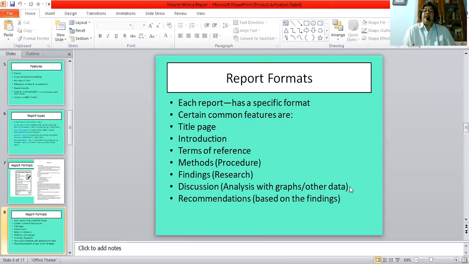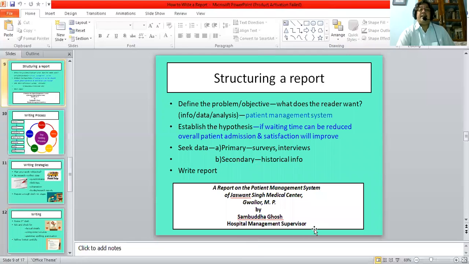The methods or procedure which are followed in the report, the findings or the research that goes into the making of the report, discussion, that is the main section of the report, together with the analysis of graphs, charts, and other data, and the recommendations at the end, which are based on the findings. Now we will be discussing more about the format in a few minutes, but first we need to look at a few details about the writing process and also the methods which are followed in writing the report.